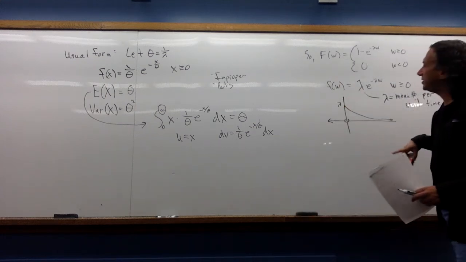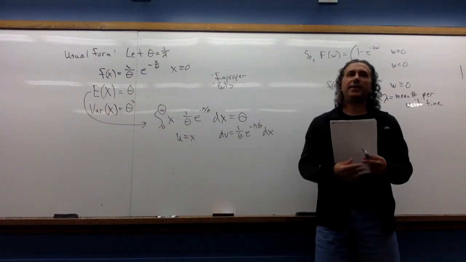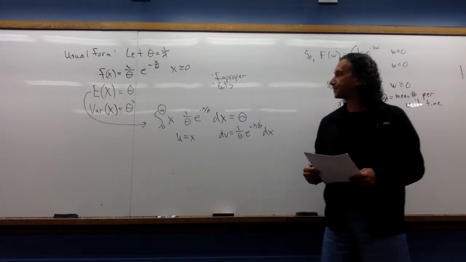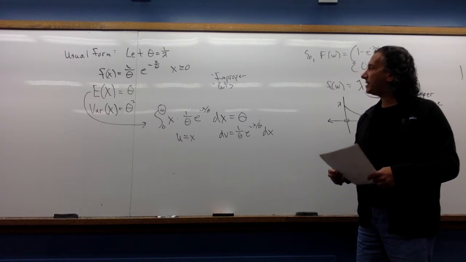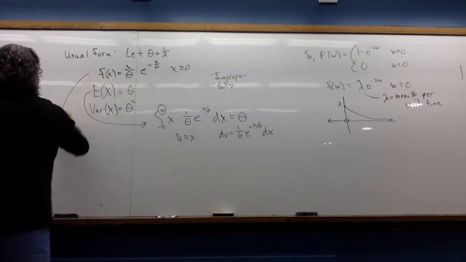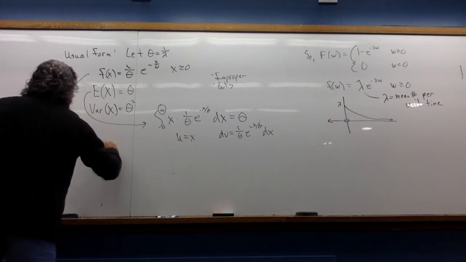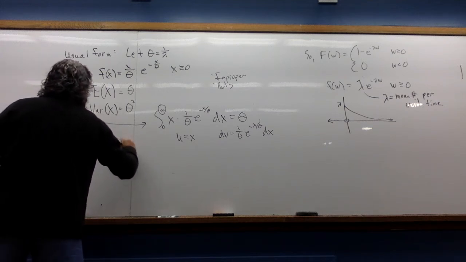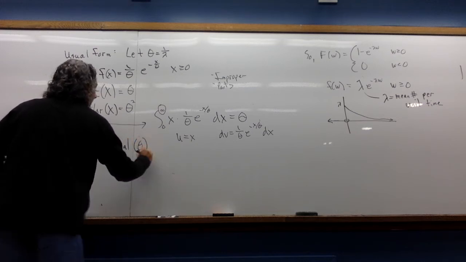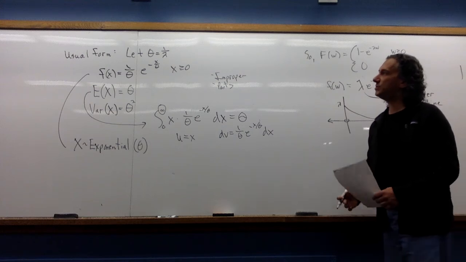Actually, one more thing before I do. Let me point something out. I said at the beginning that the waiting time distribution, which we should give a formal name: X is distributed as an exponential distribution with parameter theta. Again, it goes by the waiting time distribution or the exponential distribution.